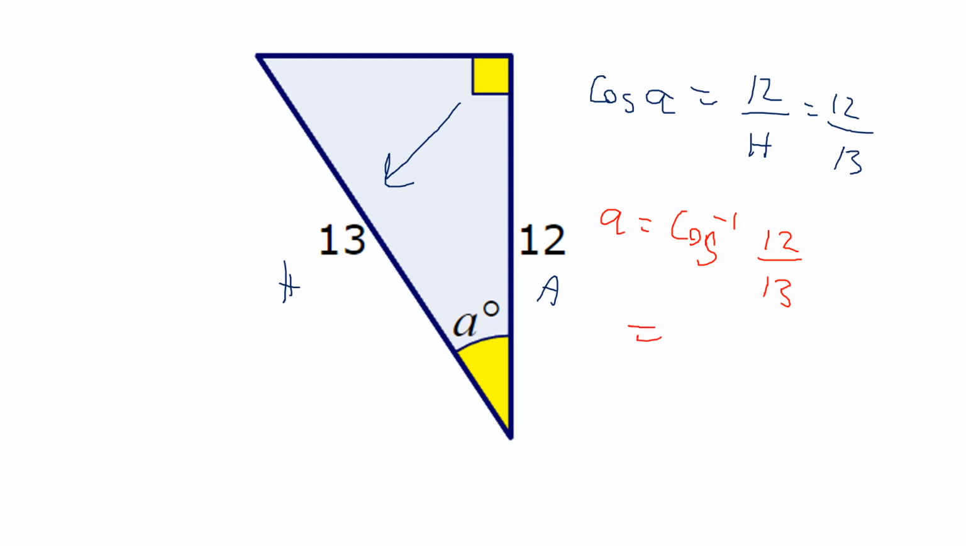And once we do that, we get an answer of 22.6 degrees. I will show off how this works in a later video. But for now, this is our answer. 22.6 degrees to 1 decimal place.